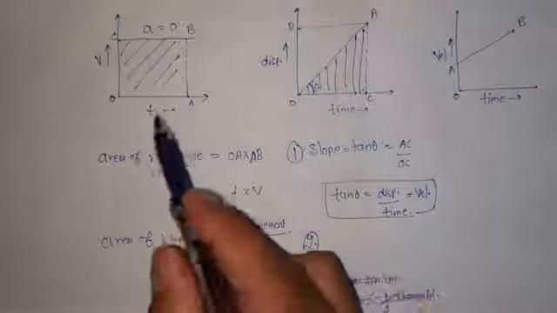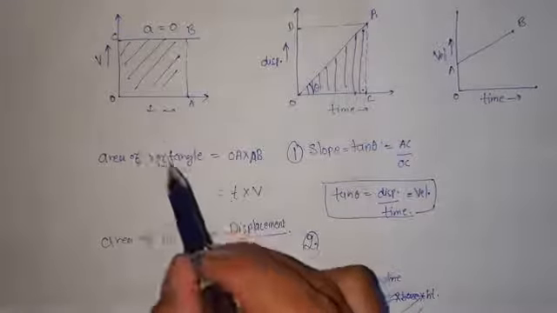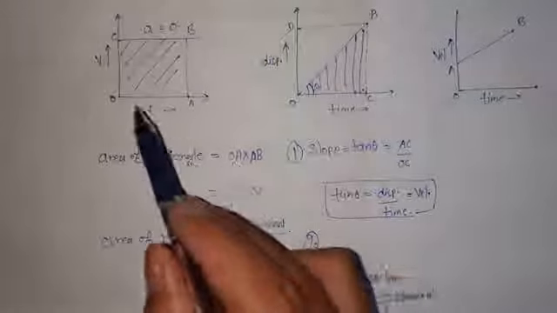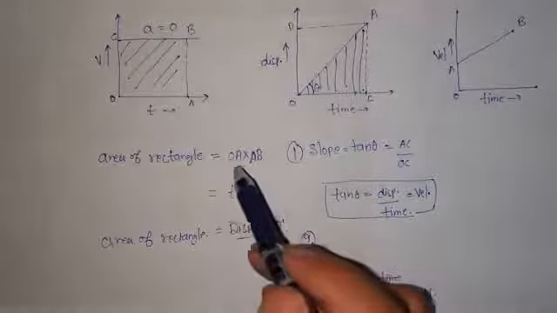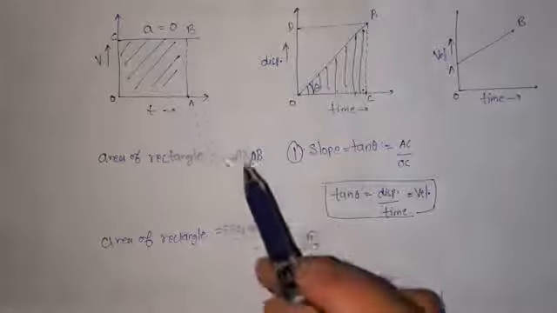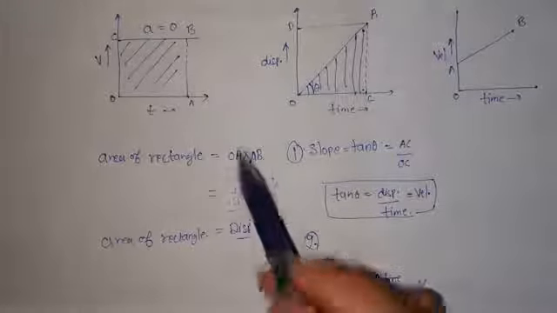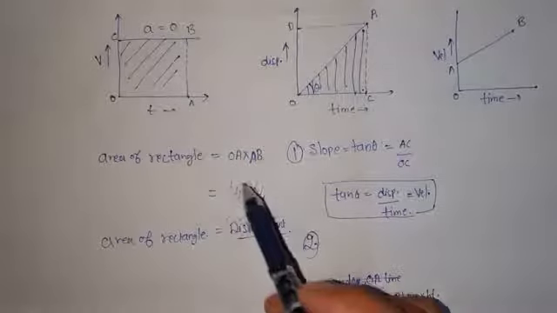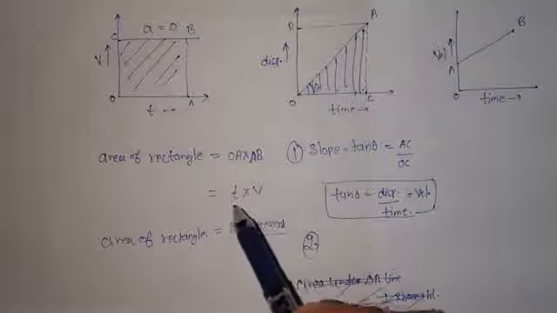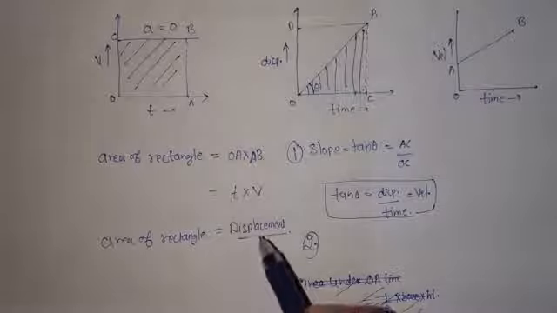We will say that this is going to be the shape of a rectangle. So area of a rectangle is equal to length into breadth. Length is OA and breadth is AB. So length is T, and breadth gives us the value of velocity. So we get velocity into time. Velocity into time is displacement.